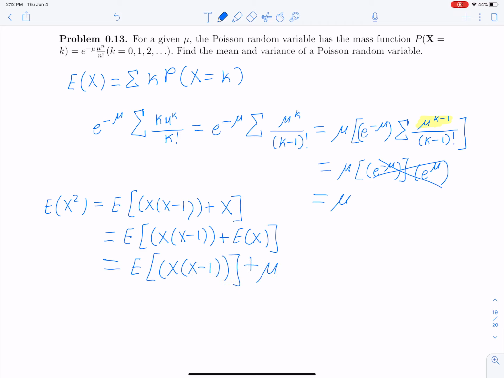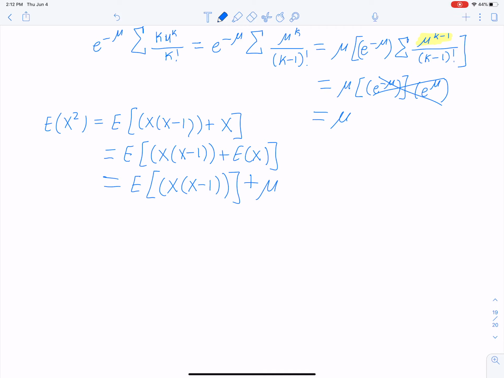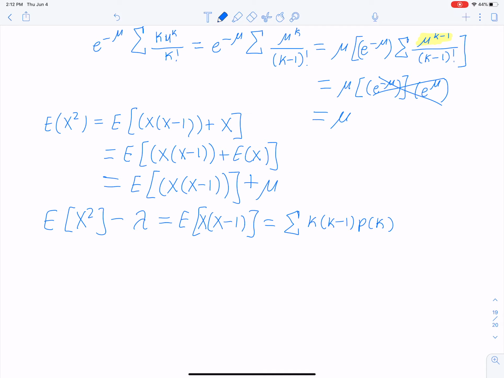So plus mu, right? So then E of X squared minus some lambda, which is just a value, that would literally just be E of X times X minus 1. And that would give me that summation of k times k minus 1 times p of k. Okay. So I'm going to take this now, and we actually need to solve what we just created.